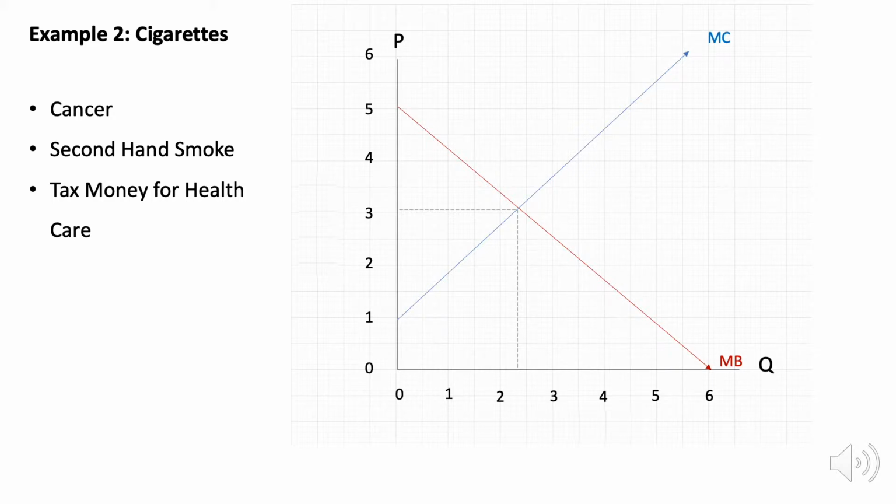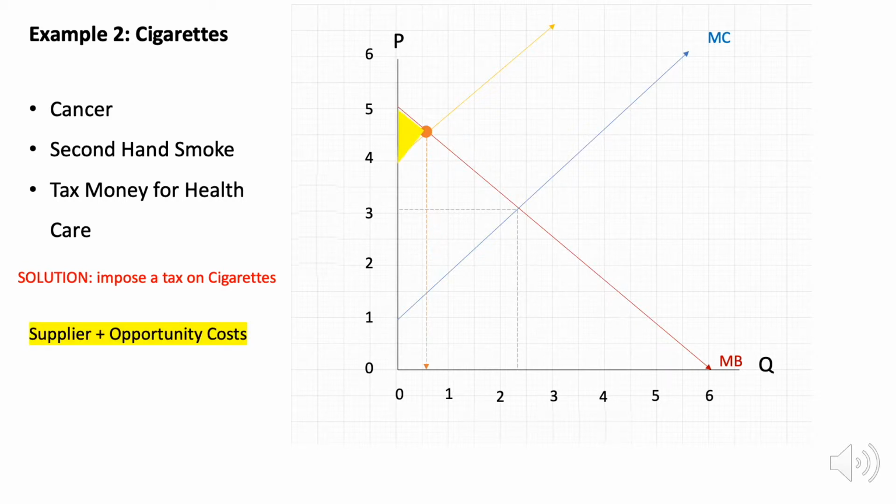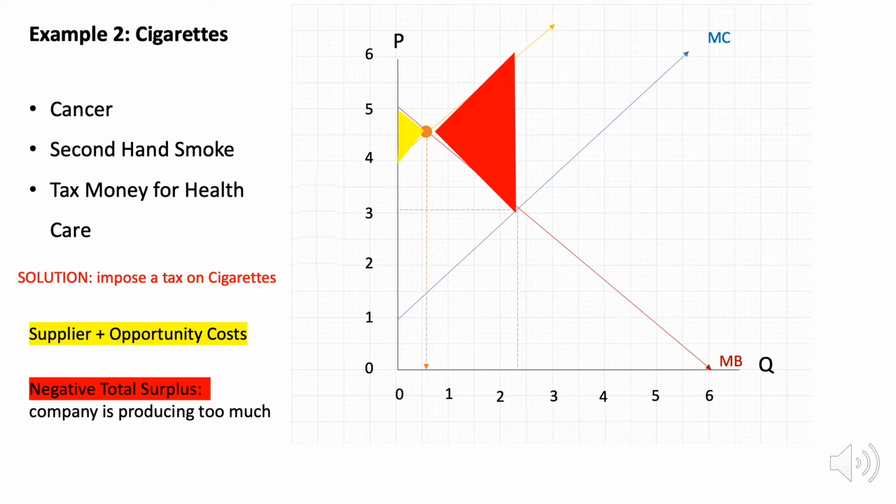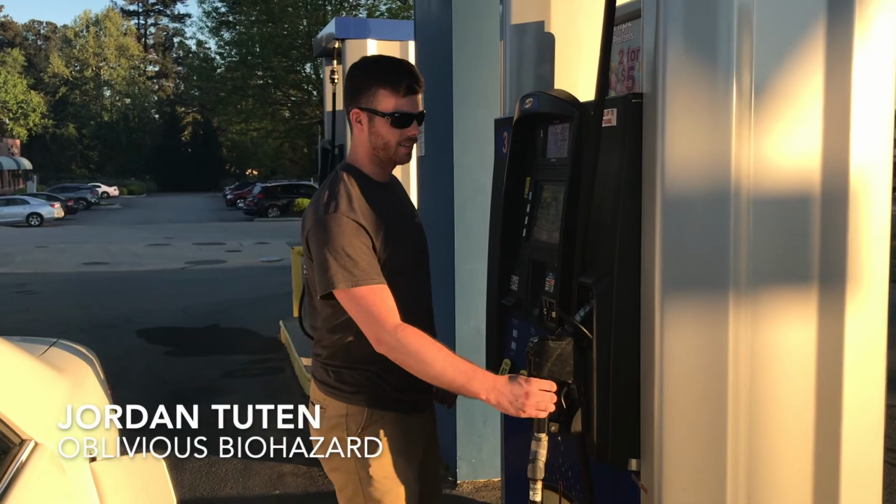In order to offset this overproduction, the solution would be to impose a tax on cigarettes. This would shift the supply curve up and to the left. Now we have a new market equilibrium which would be optimal for customers to pay. This yellow triangle represents supplier plus opportunity cost. This red triangle represents the negative total surplus, which means that the company is producing too much. Notice how the yellow triangle is much smaller than the red triangle. This means that the cost of making these extra cigarettes is outweighing the benefits to society, making it a negative externality.